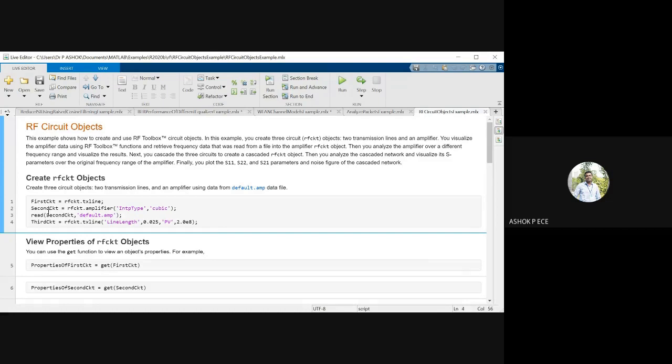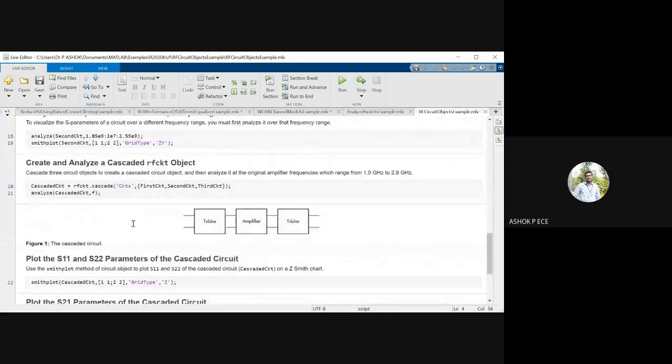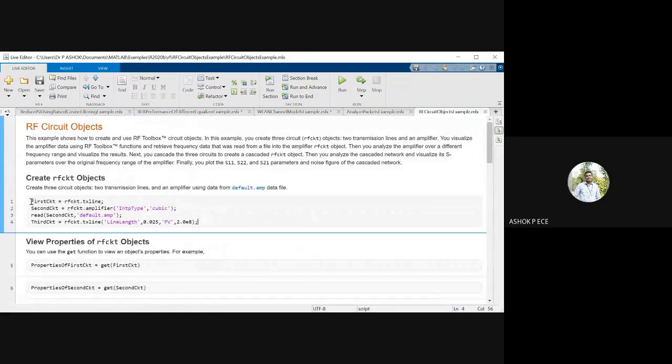So see here, this is the cascade circuit I am going to create: first circuit, second circuit, third circuit. The first circuit is a transmission line, the second circuit is an amplifier, and the third circuit is a transmission line. I am creating three objects. For the amplifier, I'm reading the amplifier parameters. For the transmission lines, the parameters are given. Line length is 0.025, and the phase velocity is 2e8, that is, 2 into 10 to the power 8 meters per second.